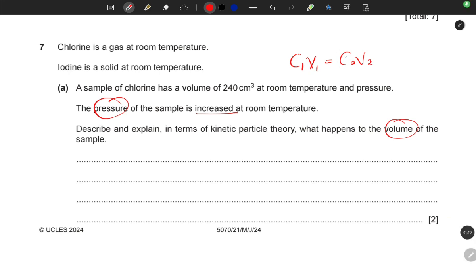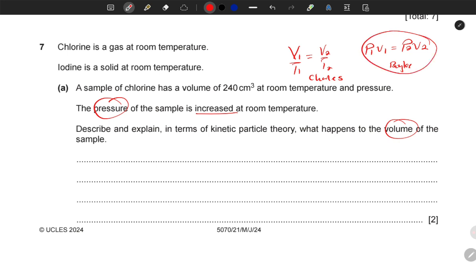sorry, I wrote it for concentration. Where there are these two, we also have this one. This is Boyle's law, and this is Charles' law. And from here you can clearly see that pressure and volume are inversely related. That means if you increase pressure, volume decreases.